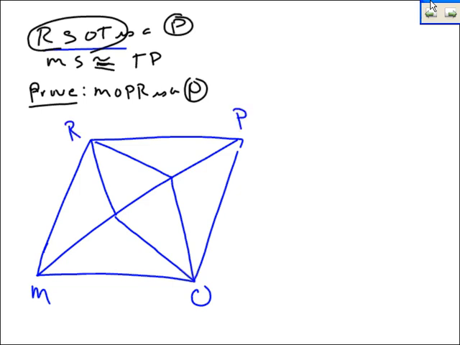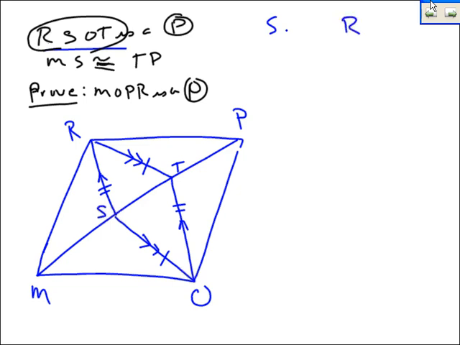M-O-P-R. Show that that's a parallelogram. And we have R, S, O, and T. That's a parallelogram. RT and SO are parallel, and RS and TO are parallel. The first thing I want to say is that those are equal in length.